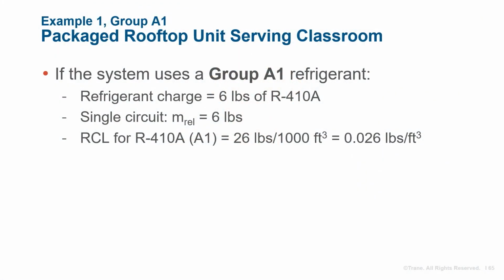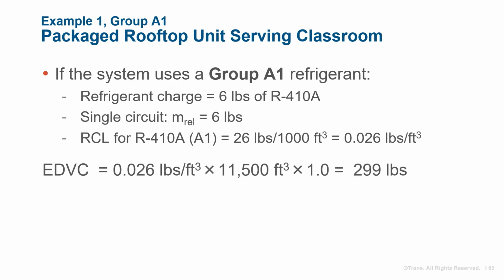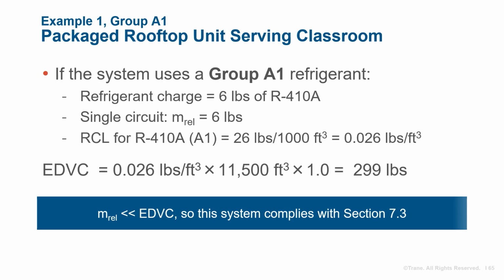Starting with an A1 refrigerant, the rooftop unit consists of a single 5-ton system containing 6 pounds of R410A, so the releasable charge is 6 pounds. And Standard 34 lists the RCL for R410A as 26 pounds per 1,000 cubic feet. With our effective dispersal volume of 11,500 cubic feet, the EDVC is calculated to be 299 pounds. The releasable charge of 6 pounds is much lower than this limit, so the system complies with Section 7.3.